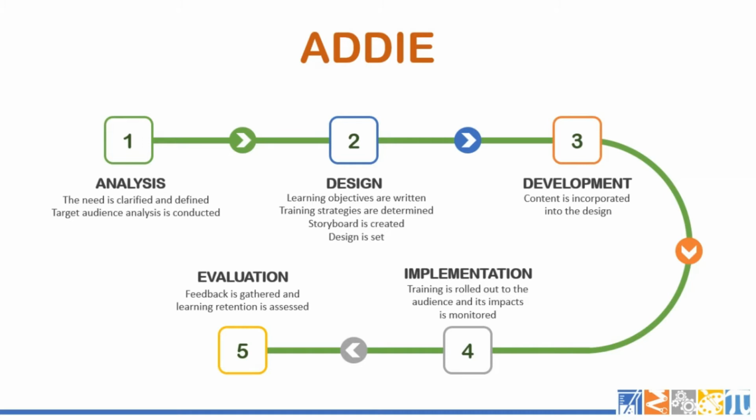The first step is analysis. There are 2 types of analysis in this step. The first one is needs analysis. Need means a gap in competence or performance, or in other words, it's a gap between the expected competence and current competence. The types of needs analysis are the first one, perceived.